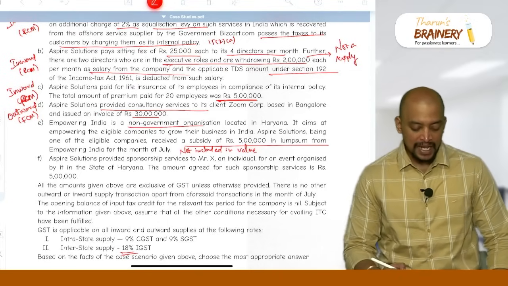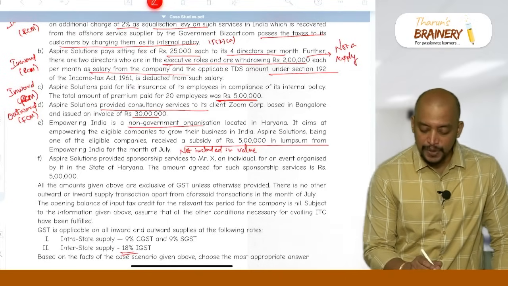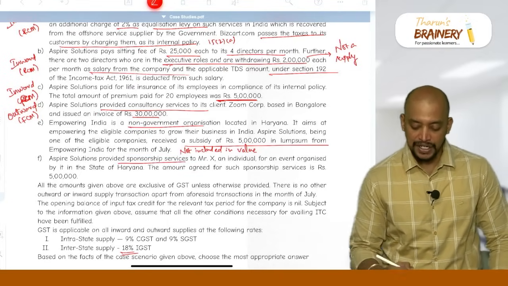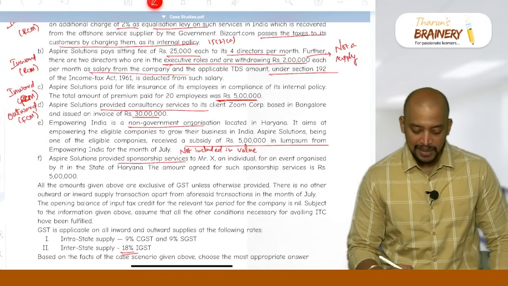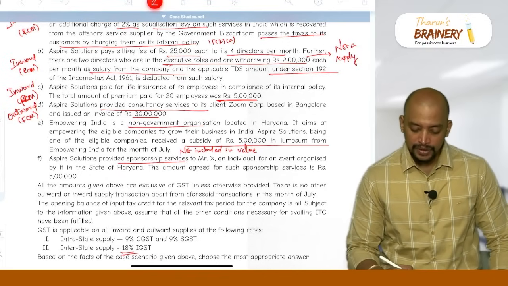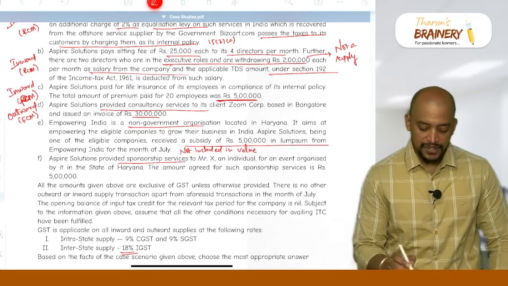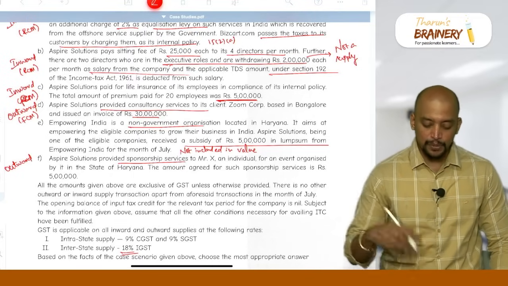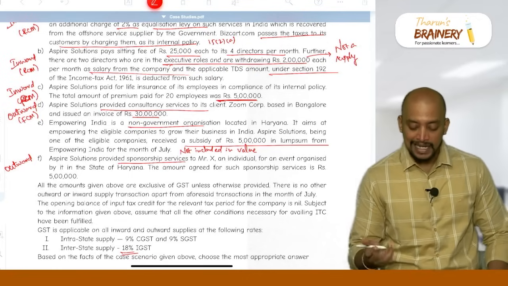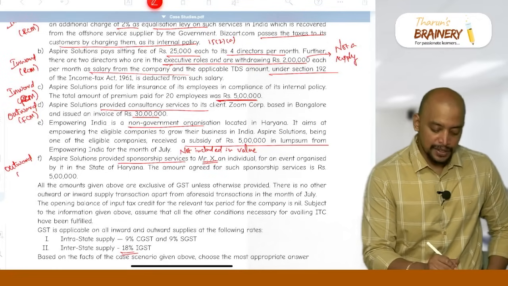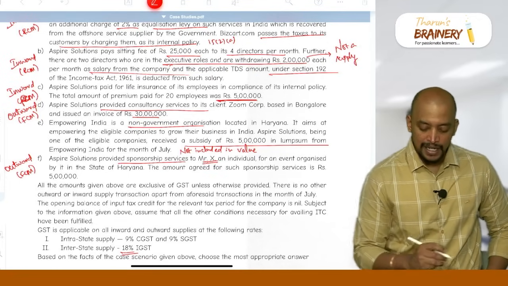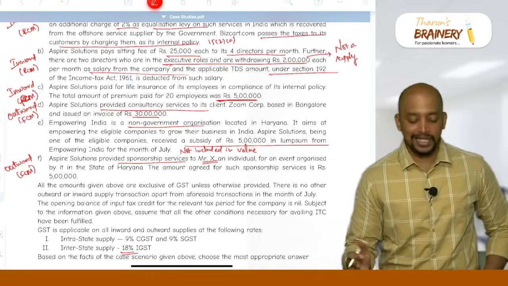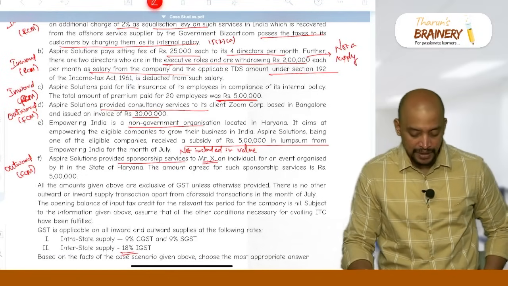As per solutions, provided sponsorship services to Mr. X, an individual, for an event organized by it in the state of Haryana. The amount agreed for such sponsorship service is 5 lakhs. So it's an outward supply. So they are providing sponsorship services, and the recipient is an individual. So it will be coming under FCM. It is not for any sporting event, otherwise it would have been exempted.